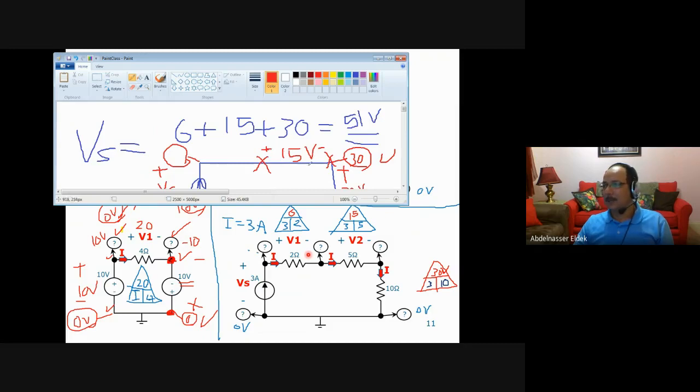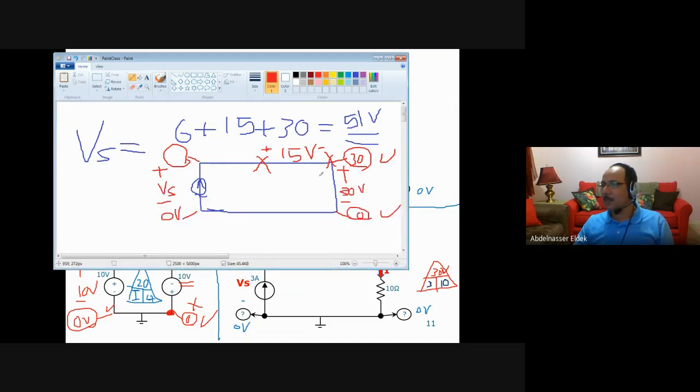This is positive and this is negative. Okay? So this means that if this one is 30, the voltage here will be 45. Makes sense? If the difference is 15, and this one is 30, this one is 45. Why? Because 45 minus 30 is 15 volt. So this is another way. Okay? 45 minus 30 is 15.